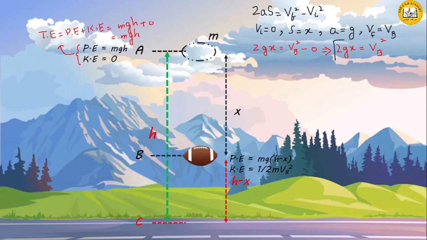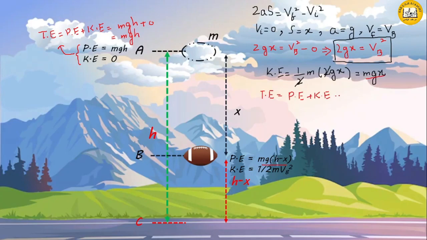Putting this result into the equation of kinetic energy at position B, we get kinetic energy equal to mgx. The total energy at position B will become, putting the value of potential energy from here and kinetic energy mgx, the result that we will get: cancelling out this positive mgx with this negative mgx, we get total energy as mgh.